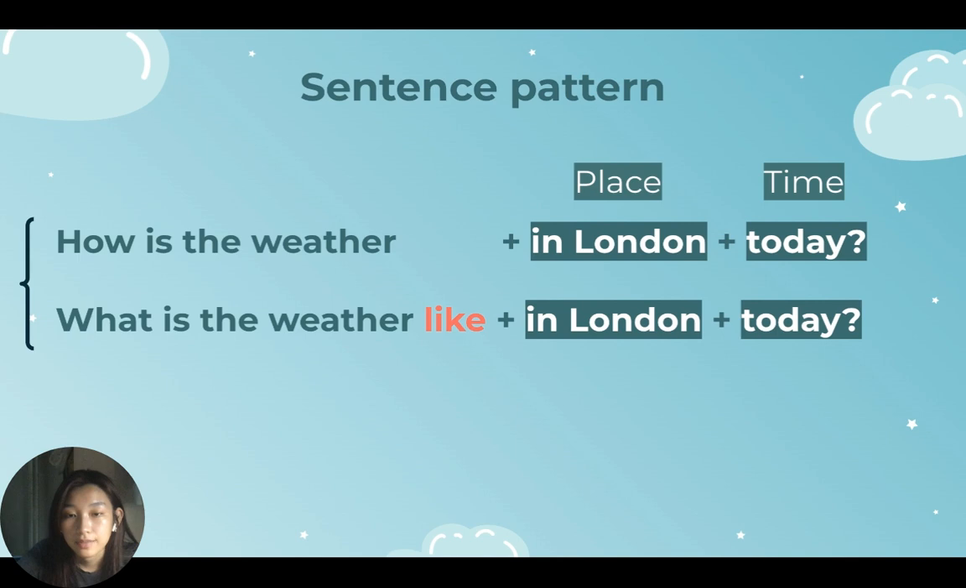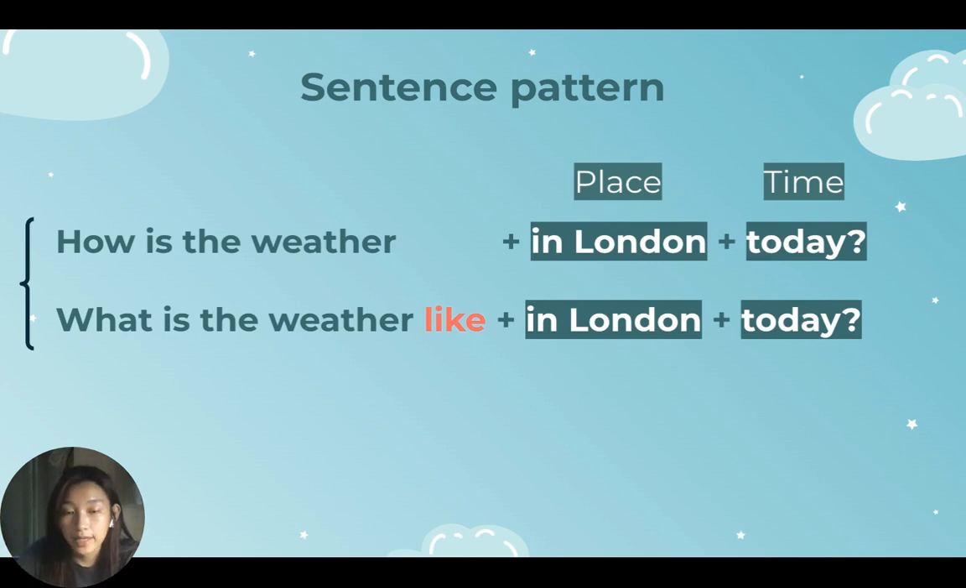So you can add the place and time at the end of your sentence, so that you can say, how is the weather in London today? And if you want to know the weather in Taipei, you can say, what is the weather like in London today? So the same, you have to put the place and the time at the end of the sentence.